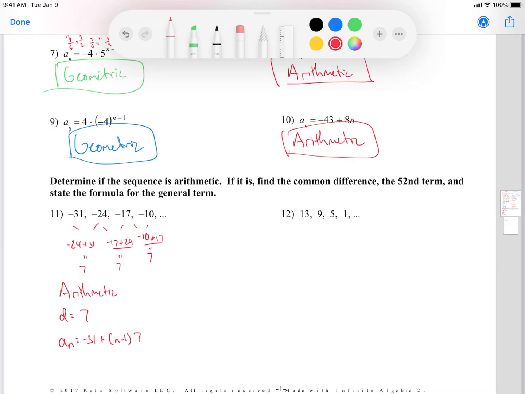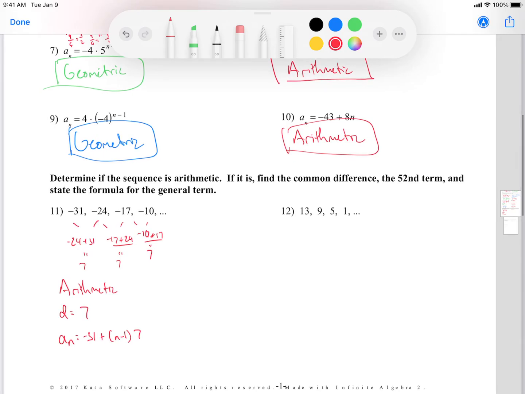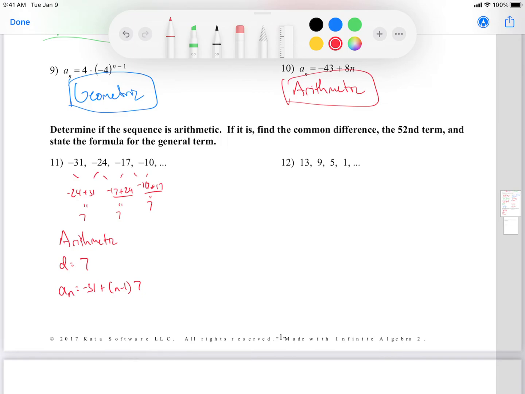Okay, and again, another way you can do this, and this is where it gets a little weird, is that if I distribute this, plus 7n minus 7, this would become negative 38 plus 7n. So that could be the general formula. But I don't like using that, because that assumes a term in here that we haven't actually used yet, or that's not even part of our sequence. So I'm just going to leave it as this.